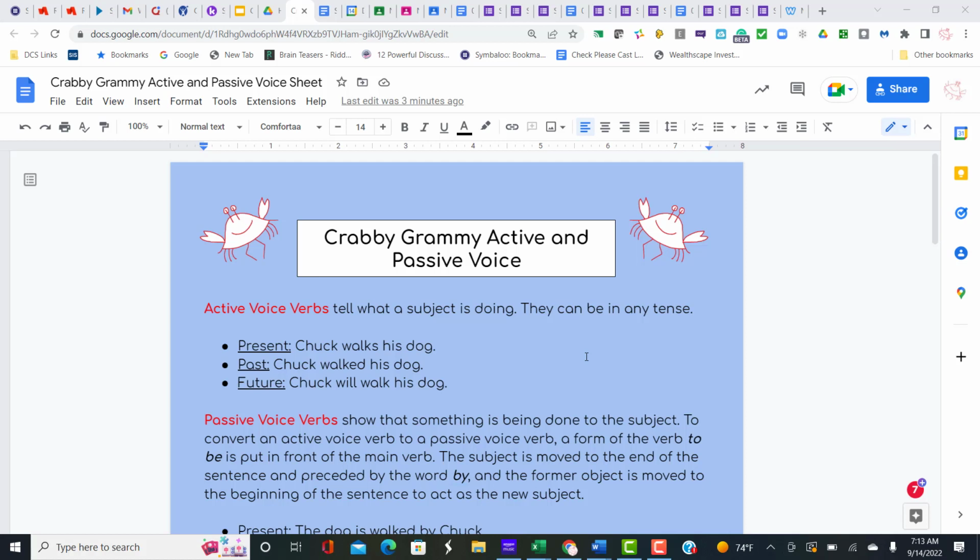Active voice verbs tell what a subject is doing, and they can be in any tense. Present tense, Chuck walks his dog. Past, Chuck walked his dog. Future, Chuck will walk his dog. But they all follow the same pattern.